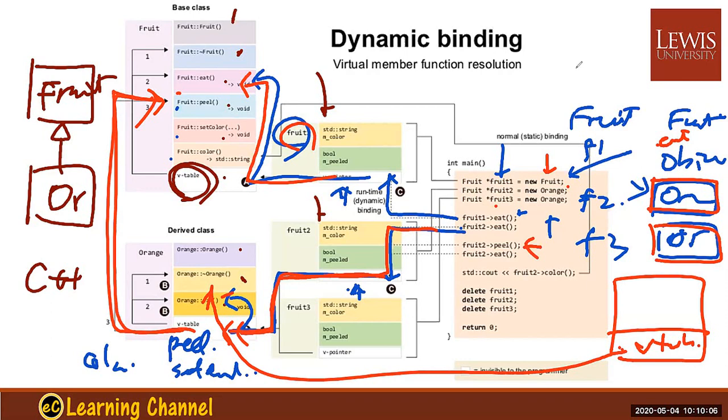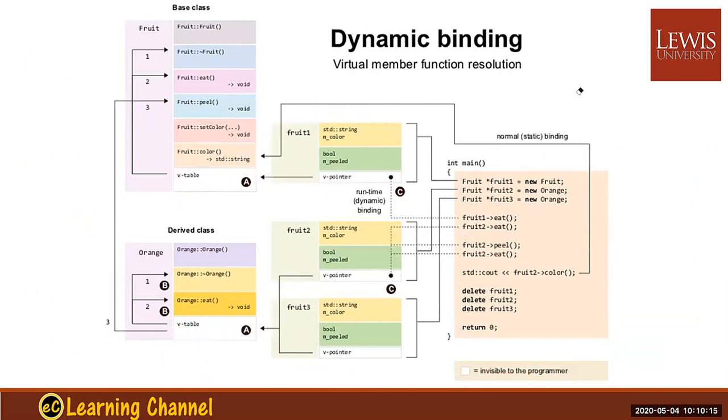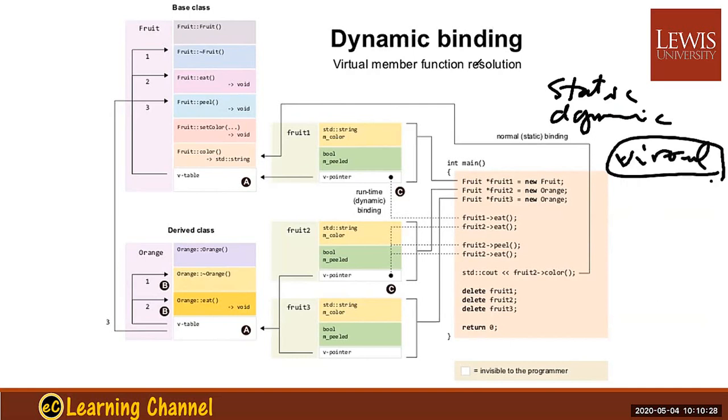So this is how dynamic linking works, and C++ allows static binding and also dynamic binding. If you want to do dynamic binding, you use a virtual function. If you don't want dynamic binding, you don't need to specify virtual. It's different from Java, where everything is dynamic.